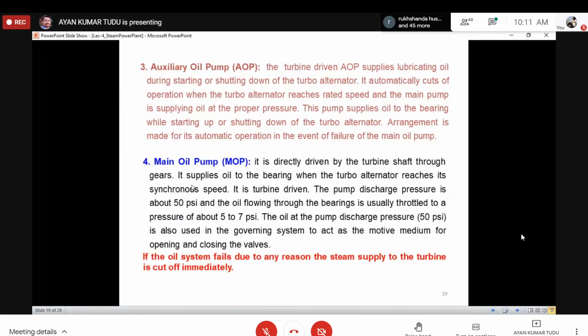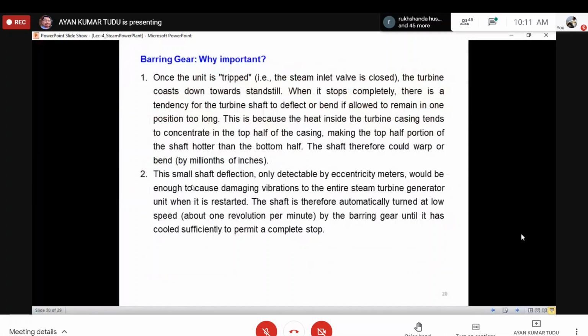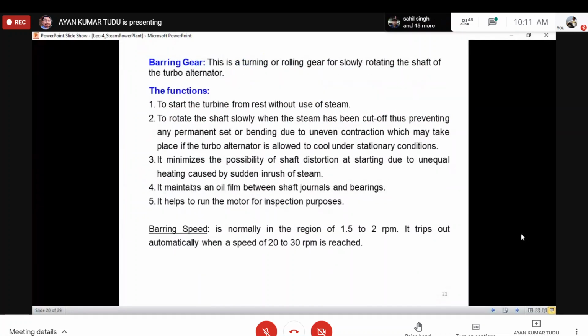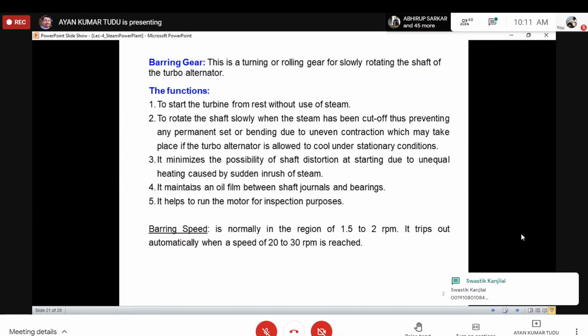What I have just said is all written here. So what is the function of the barring gear? The barring gear is a turning or rolling gear for slowly rotating the shaft of the turbo alternator. What are its main functions? Number one is to start the turbine from rest without the use of steam. That is the number one function.